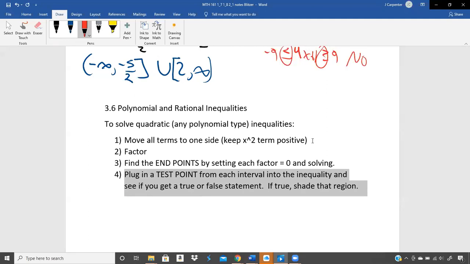Let's use them. All right. So let's try this out. Let's get down to brass tacks. Example one.